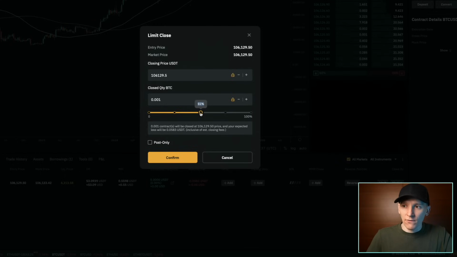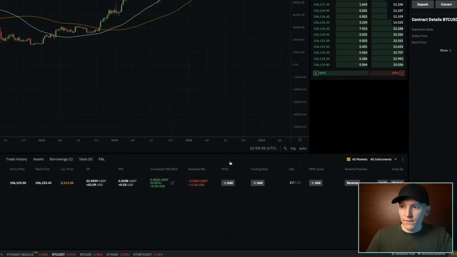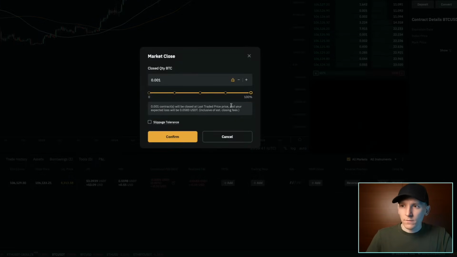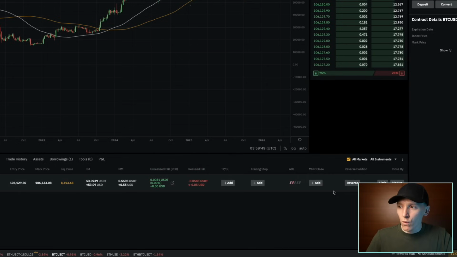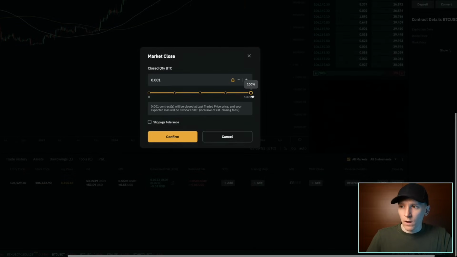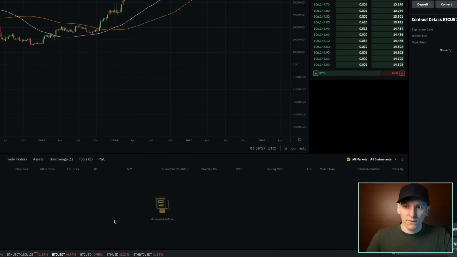So let's say we want to get out 50% of the position. Let's use a market order just to make it easy. Market order, 50% of the position, I can get out, press confirm, and it gets you out of the position, reduces 50% of the trade size. Or if you want to get out of the whole thing, just use a market or limit order. I want to get out 100% of the order, and then press confirm. That will get you out of the trade, so you now have no trades running.